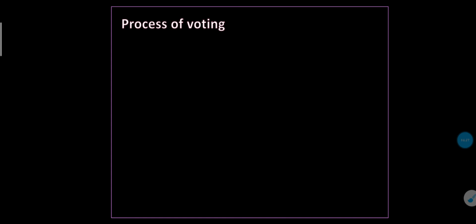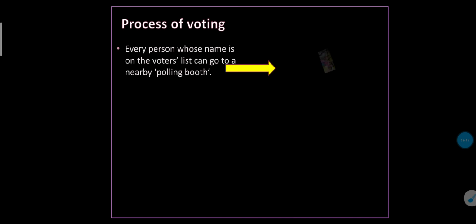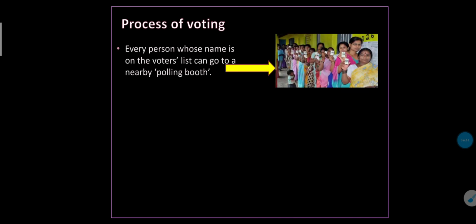Now the process of voting: we have to know the total process conducted on polling day. The first step is that each person whose name is on the voter list can go to the nearby polling booth. If you randomly go to any polling booth and want to give your vote, the presiding officer sitting there cannot permit you. Only if your name is in the list of that particular constituency and election venue are you able to give your vote.